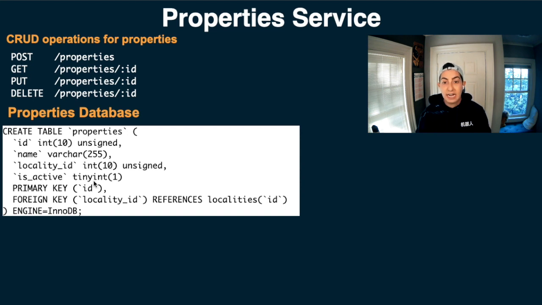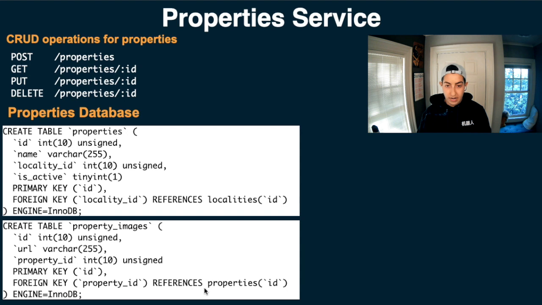And then we have is_active, which is just a tiny int, and there's definitely supposed to be a comma here, so forgive me, guys. But is_active is just whether or not this property is active and should be shown as bookable or not. Our primary key is ID. This is pretty self-explanatory.